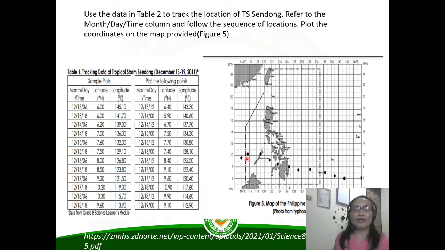Yan. Plot na yan. And last but not the least was during December 19, it was at its 9.10 degrees north of latitude and 112.90 degrees east of longitude. So, eto na siya. Okay? So, if we have to look at a clearer view of the scenario of Tropical Storm Sendong, let us try to look at this next figure.